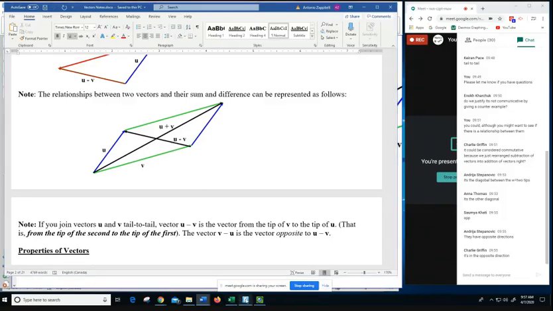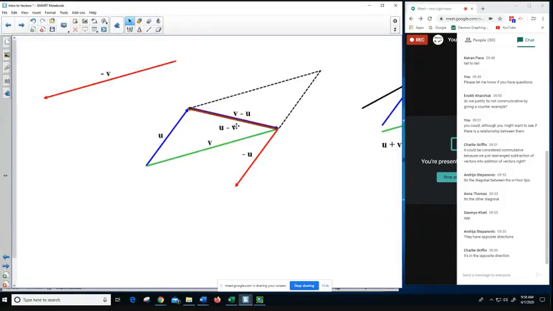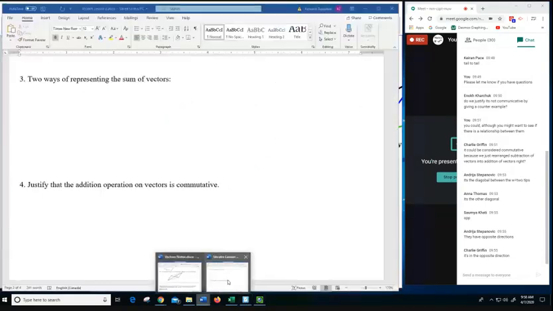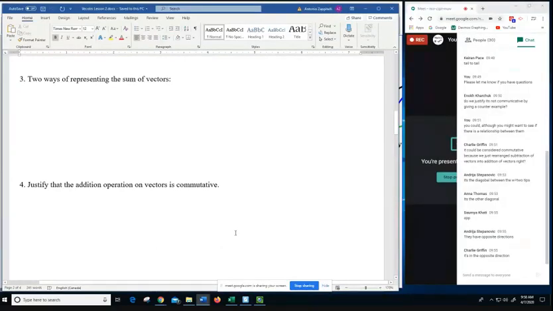And if we look at our example here, we see that when we look at u minus v, it goes from the tip of v to the tip of u, so the second to the first. And when I look at v minus u, it goes from the tip of u to the tip of v. In other words, the tip of the second to the tip of the first. All right? So two ways of considering vector addition and vector subtraction. And you have to imagine that we would likely consider these two different scenarios depending on how the information is given to us.